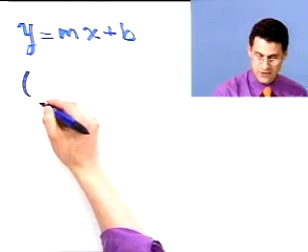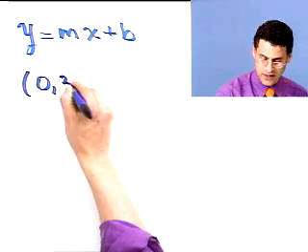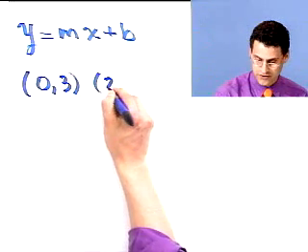Fantastic. Okay, but now suppose that I asked you to find the equation of the line that actually passes through 2 points, and that's all you know. I don't tell you the slope, I just tell you the 2 points. So let's do a first example here. I want you to find the equation of the line that passes through (0, 3) and also (2, 2).